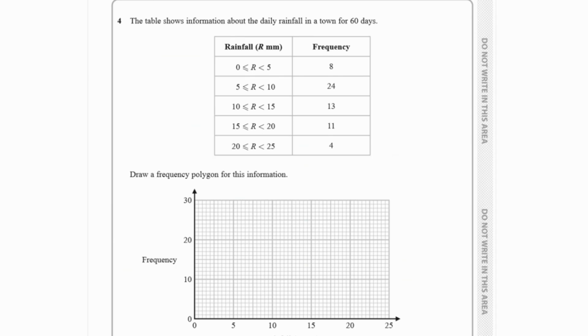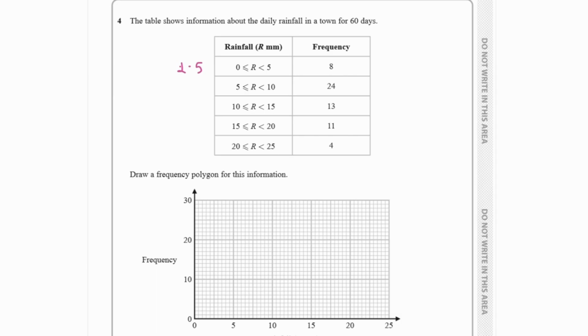Number 4. The table shows information about the daily rainfall in a town for 60 days. Draw a frequency polygon for this information. So whenever we're trying to draw a frequency polygon for any grouped data, we always have to make sure that we use the midpoints of each of the classes. To find the midpoint, we will just add the two numbers, for example, 0, which is the lower class, and 5, which is the upper class, and then divide it by 2.